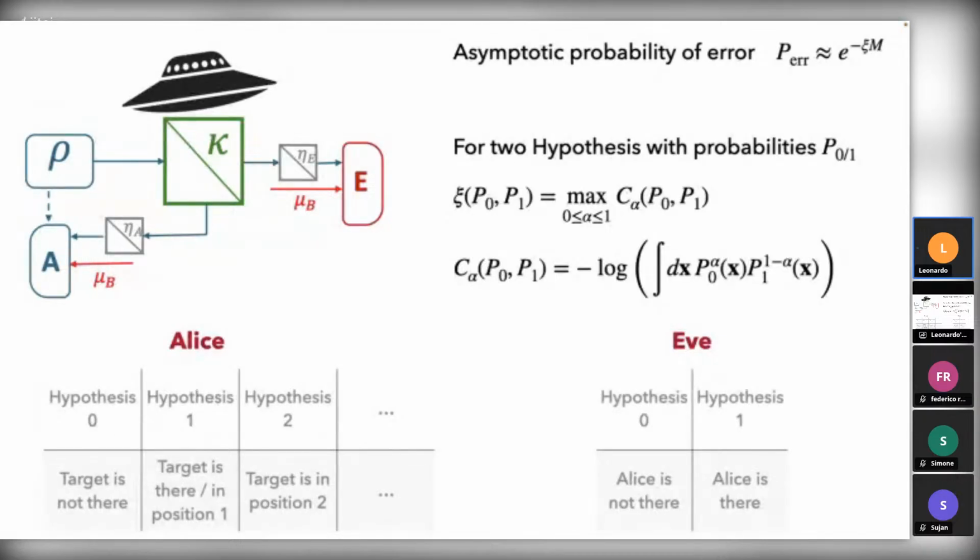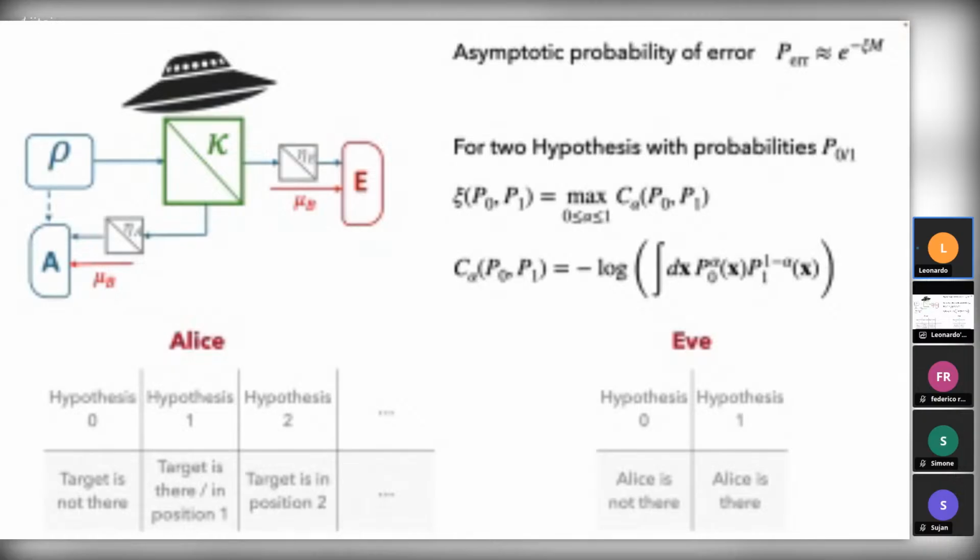If you have two probability distributions, the Chernoff information is written by this quantity over here, where you have to maximize this quantity with respect to a parameter. The number of probes would be the number of states you use. The number of probes here can be the bandwidth, for instance, so the number of frequencies, the number of modes. Yes, so M here is controlled by Alice. Alice can say, okay, I don't want to use too much M because otherwise Eve can spot me. So M is under the control of Alice. Yes, that's an important point.